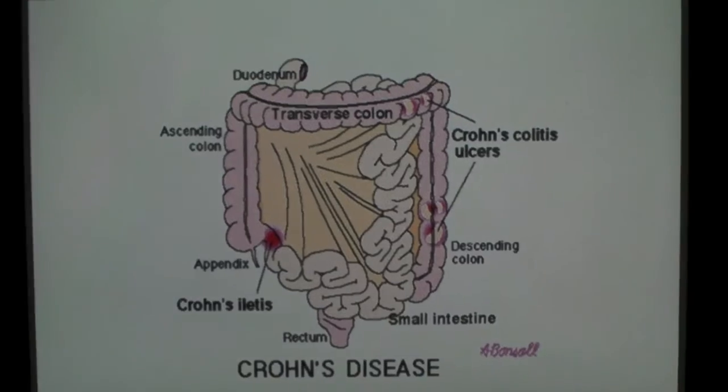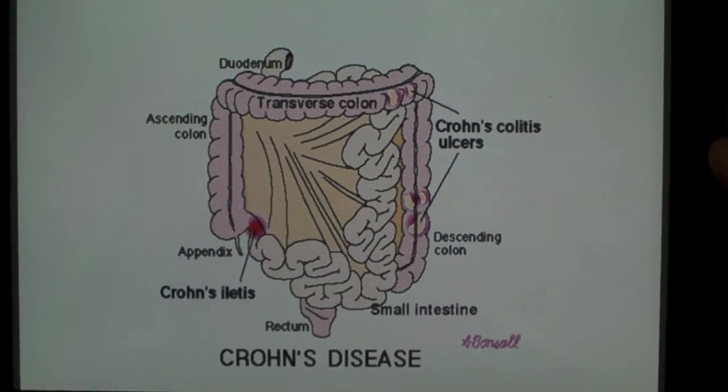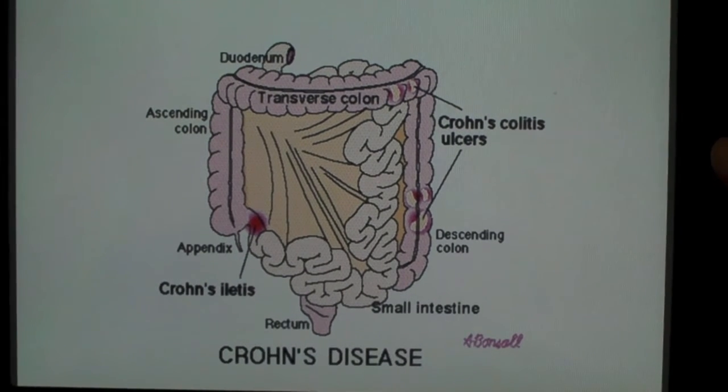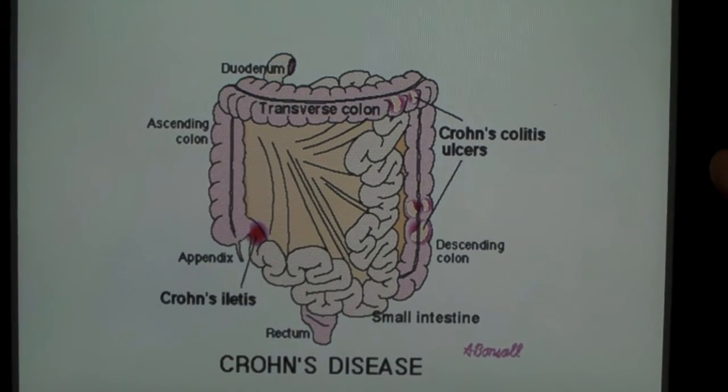Thank you for your time. Thank you, Mr. Joshi. This here is a diagram of the large intestine of a person with Crohn's disease.